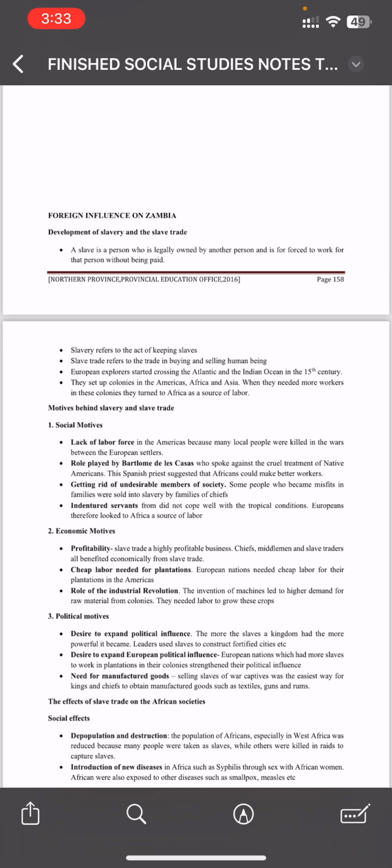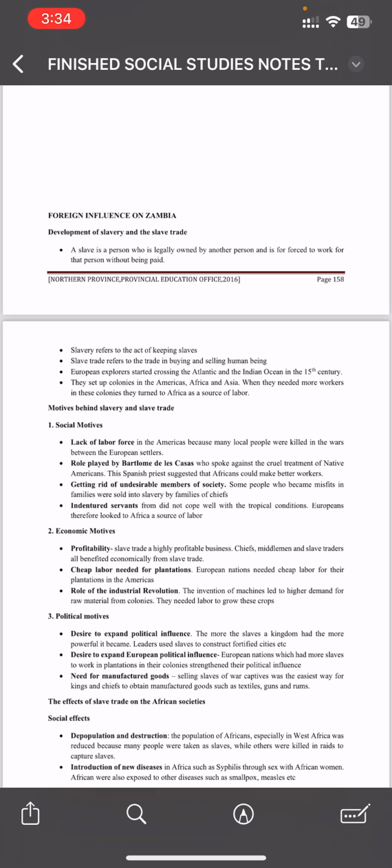So when we say slave trade, trading is buying and selling. So when we say slave trade, we're talking about the buying and selling of slaves. For slave trade to happen, you need the person selling the slave and the person to buy the slave. In this case, the Europeans, the European explorers, were buying the slaves, and the Africans were the ones doing the selling. They set up colonies in the Americas, Africa, and Asia.